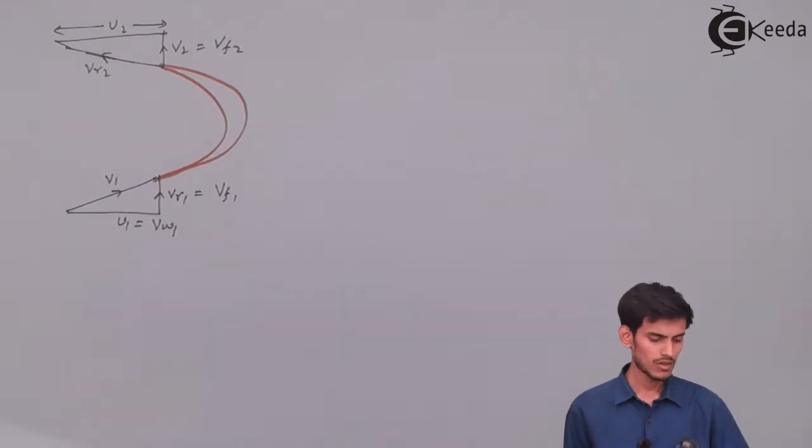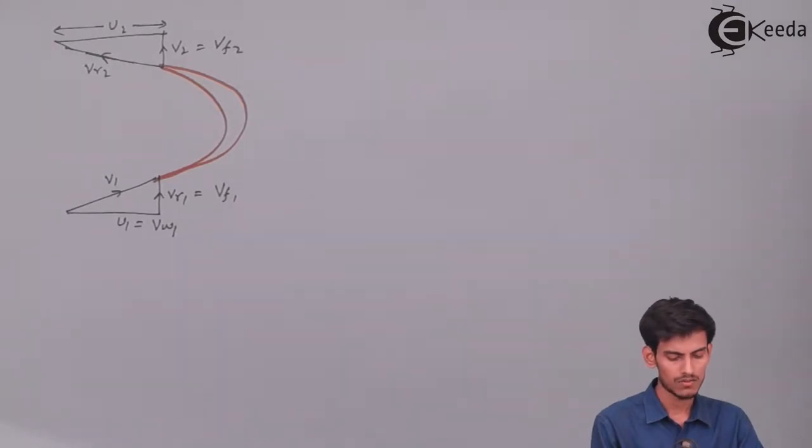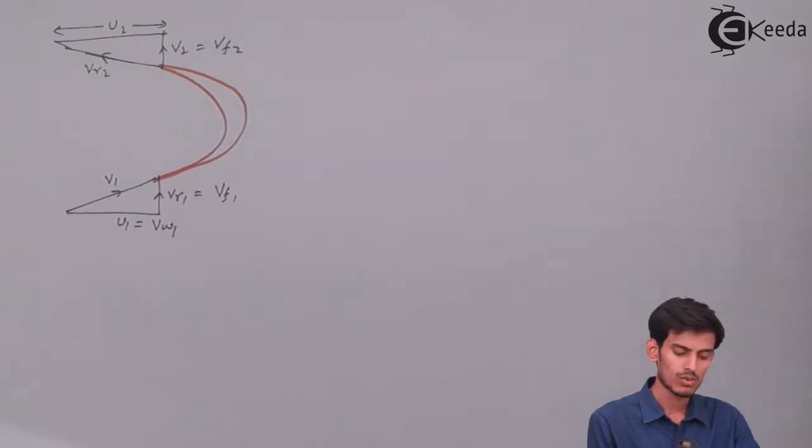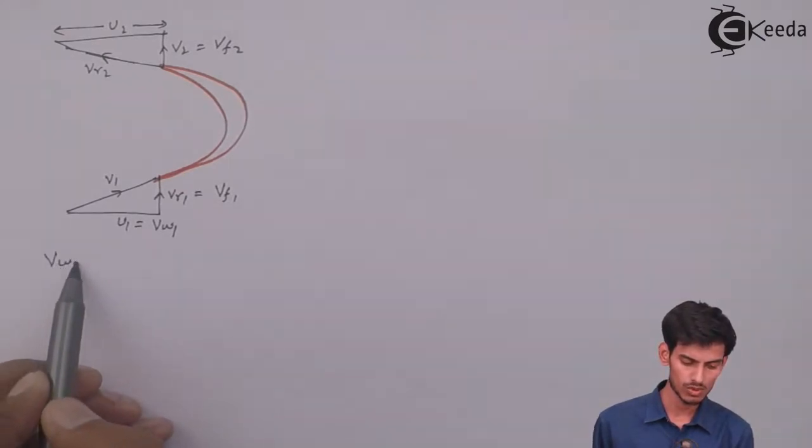So as you can see here, the velocity is having a radial discharge at both the inlet and outlet side. So U1 becomes equal to VW1 and VR1 equals VF1. V2 is VF2, and the discharge at the outlet side is always radial, so VW2 is 0, we know that.